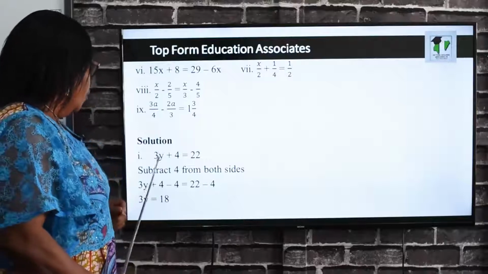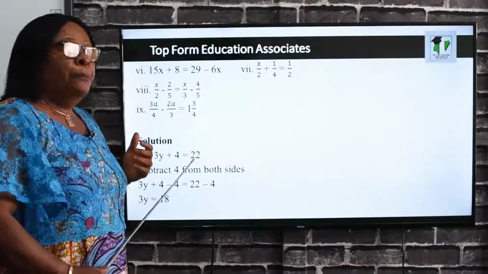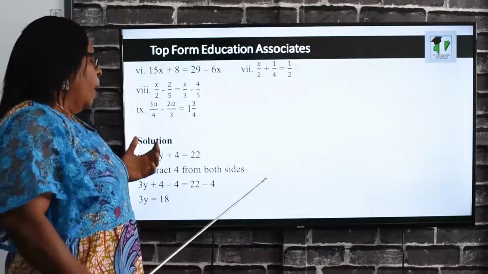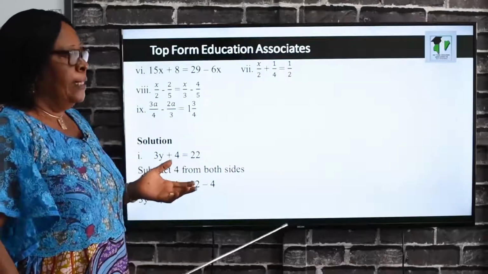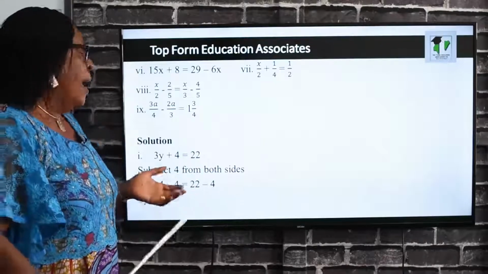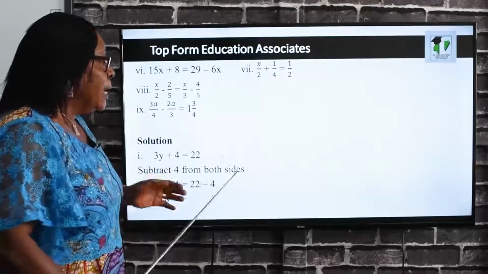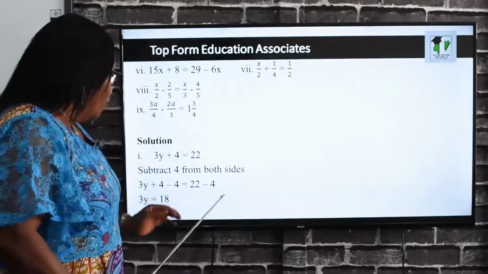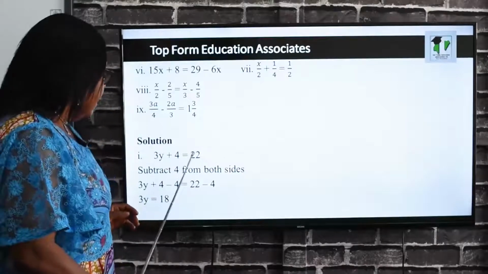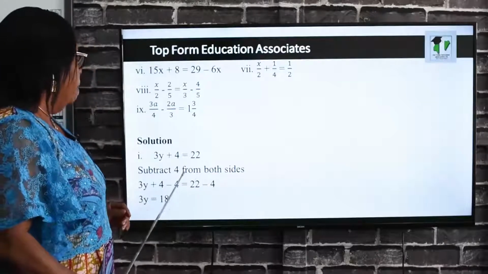So in this question number 1, we have 3y plus 4 equals to 22. 3y and 4, they are unlike terms. But 4 and 22 are like terms. However, we are not collecting like and unlike terms per se. We are solving an equation because there is an equality sign. This is an algebraic statement in equality.